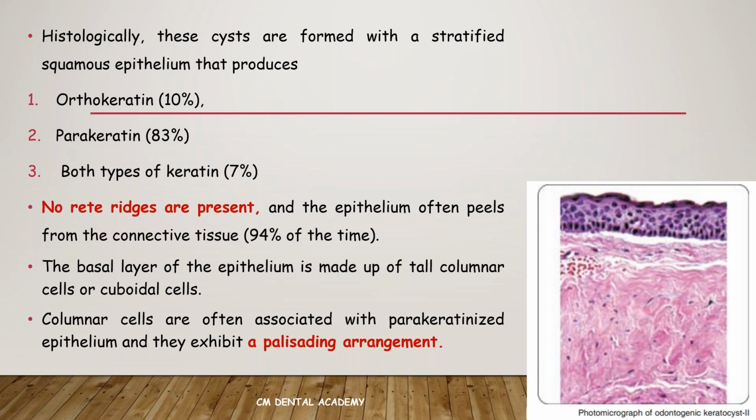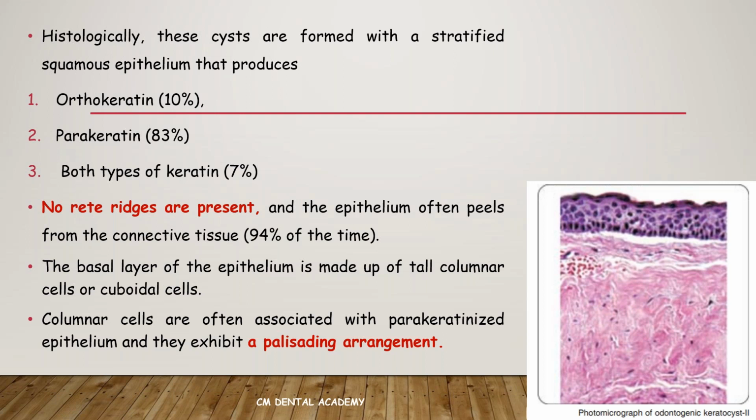The characteristic feature of odontogenic keratocyst is that there are no rete ridges of epithelium, nor connective tissue papillae, as are present in normal healthy epithelium. Because of this, the epithelium often peels from the connective tissue in 94% of the cases. As there is no strong bond between epithelium and connective tissue, the epithelium is very fragile.